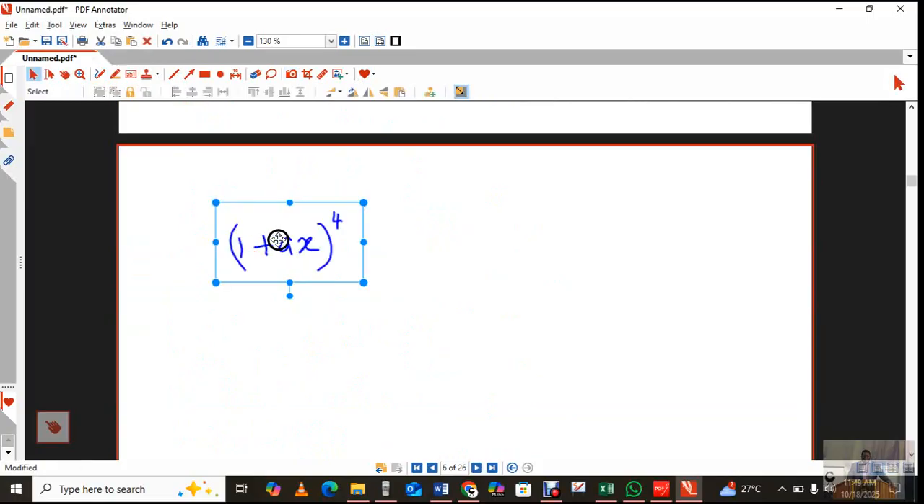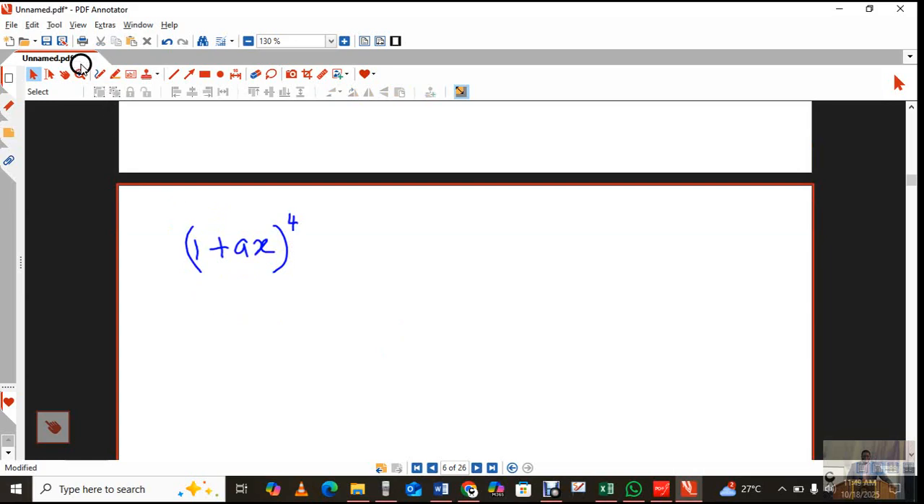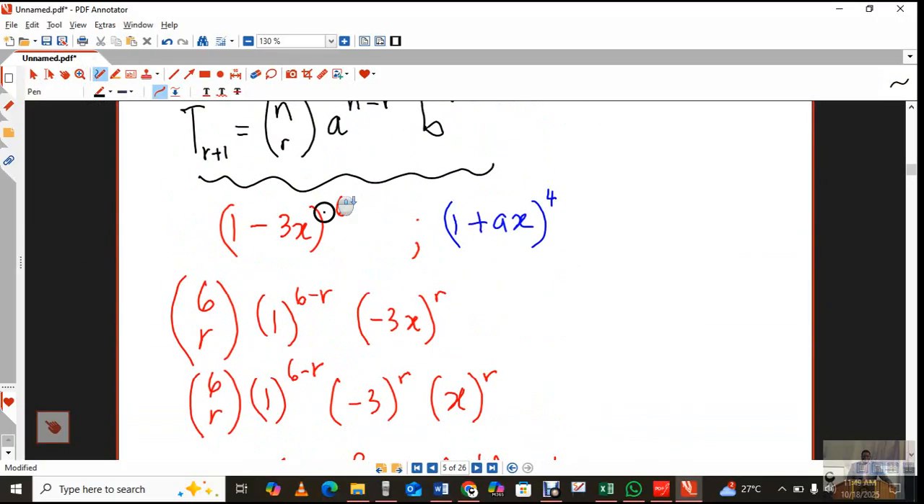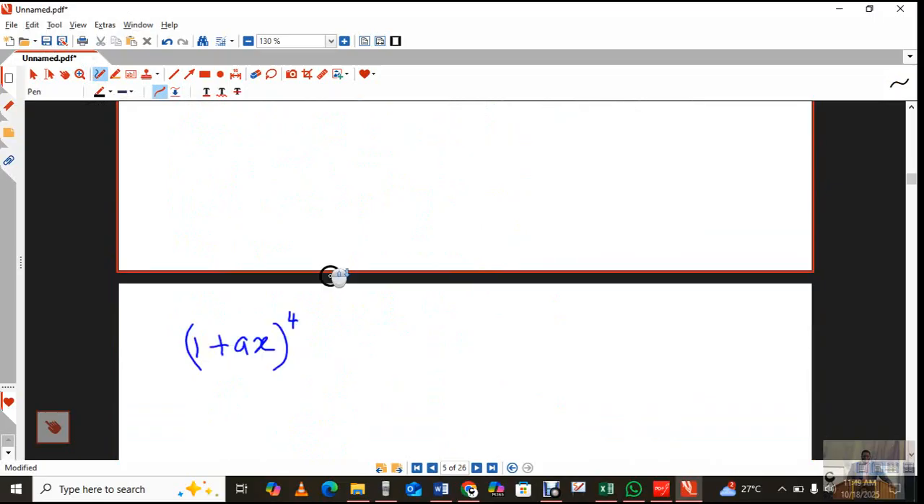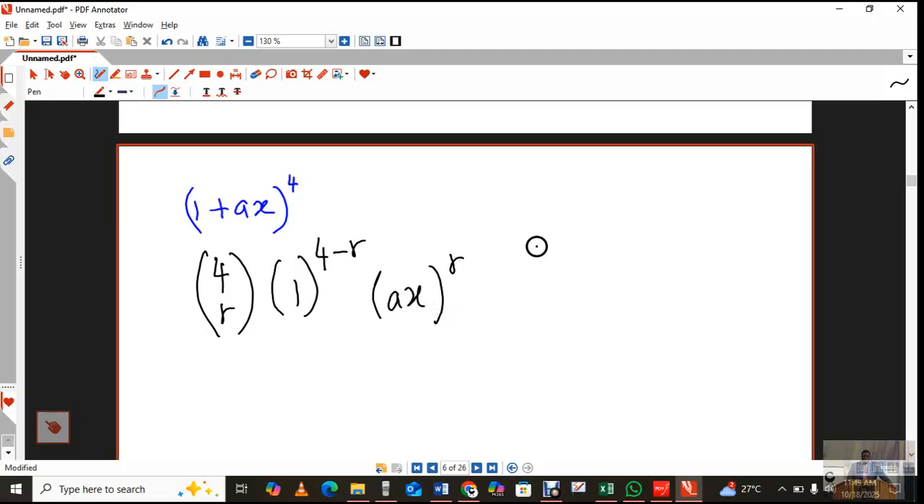Right. So if I have to find it, working with that and using my general formula, you know the general formula, so I'm going to have 4 choose r. You don't know what r is, so you say 4 choose r, then a is 1, this is 4 minus r, and then b is ax to the r. But we are looking for the coefficient of the term x cubed.